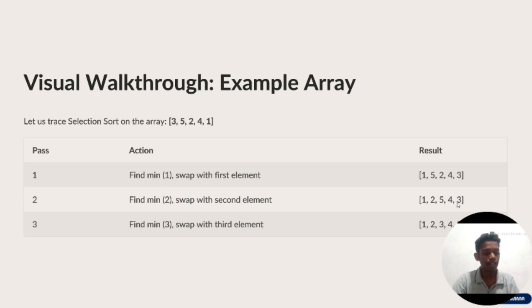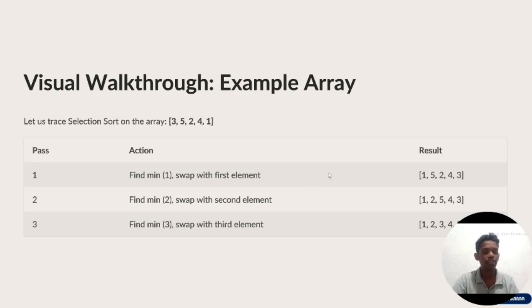From 5, 4 and 3 we again follow the same step. We find the minimum element here, that is 3, and we swap it with 5. So we get 1, 2, 3, 4, 5. Now the array is fully sorted. This is how selection sort works.